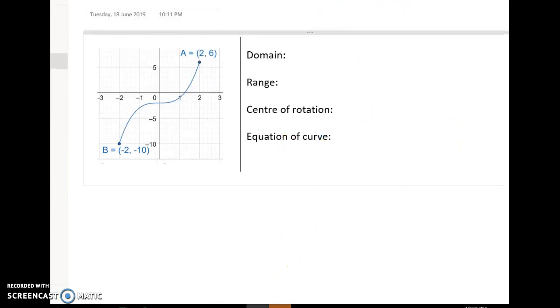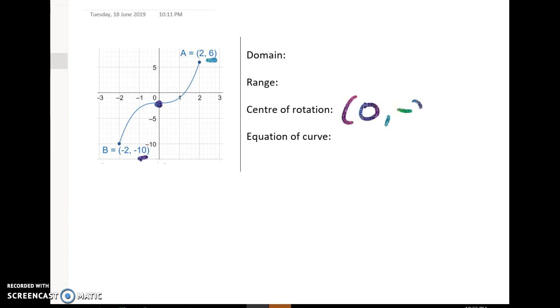In the next one, we've got a different kind of shift going on. The center of rotation's here, and if you look at it, it's been shifted down 2 units. So the center of rotation is now at (0, -2).